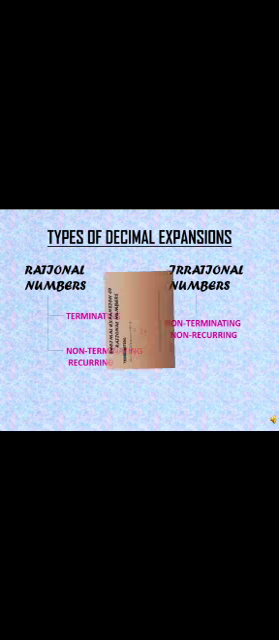Now we'll talk about types of decimal expansions. Obviously they are different for rational numbers and irrational numbers. As you can see, rational numbers have two types of decimal expansions, that is terminating and non-terminating recurring, whereas for irrational numbers it is non-terminating and non-recurring. Further, we'll see what we mean by this.